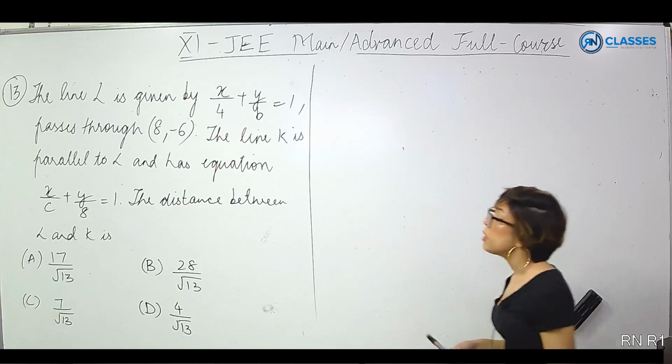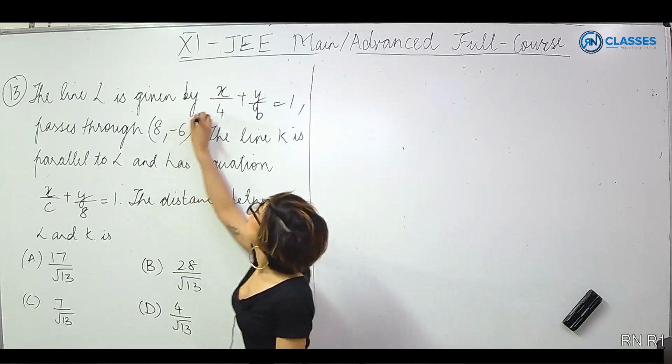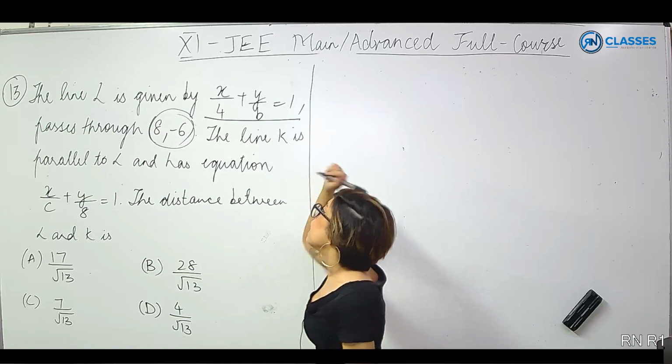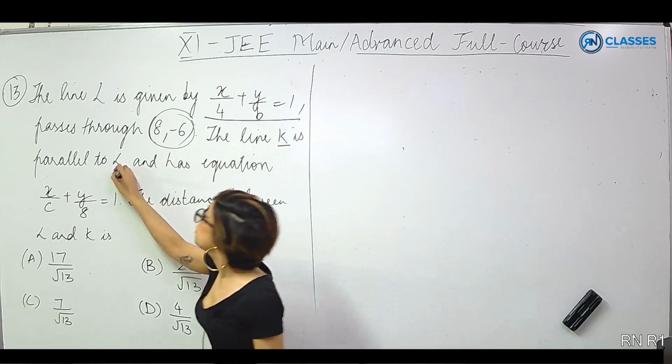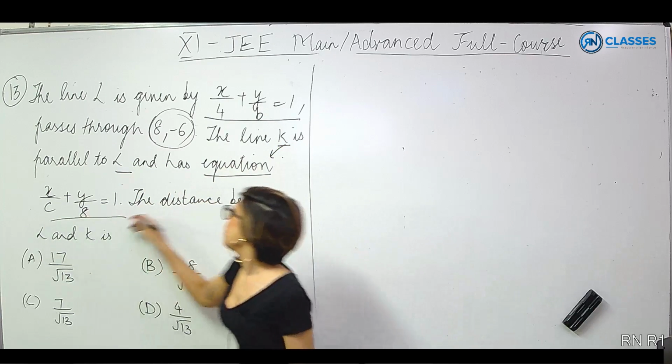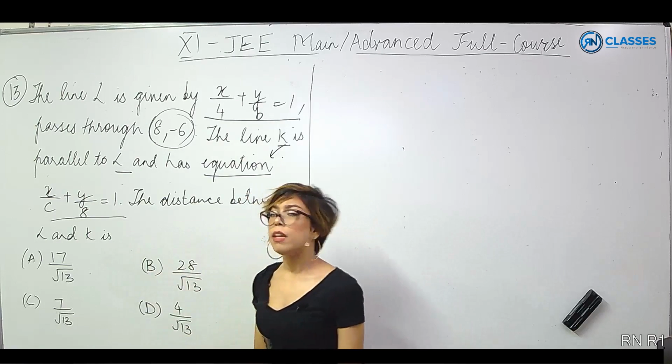Alright, the next one. Now he says the line L is given by this and it passes through 8, minus 6. Then he says line K is parallel to L and has the equation, so line K equation is this one. Then the distance between L and K.